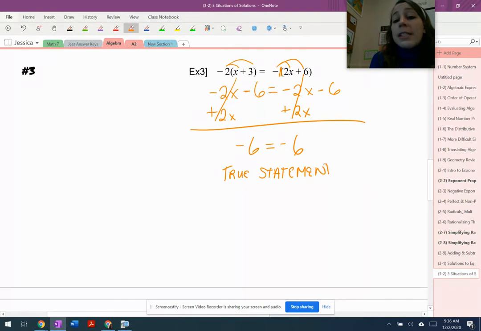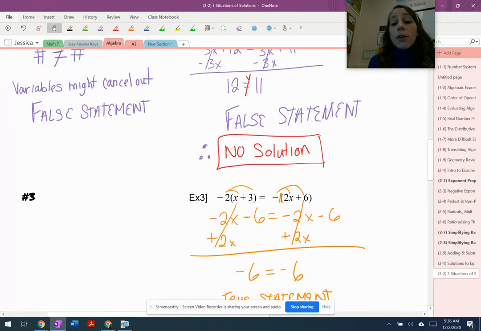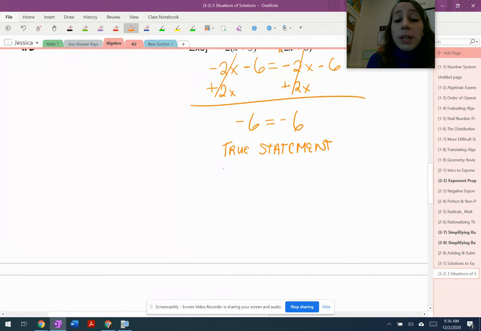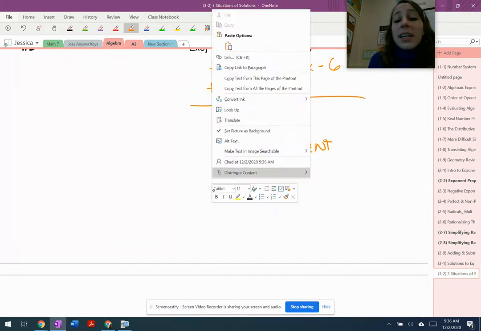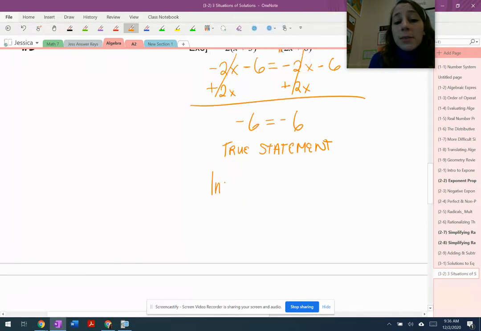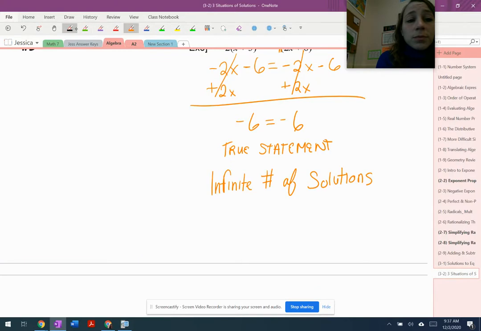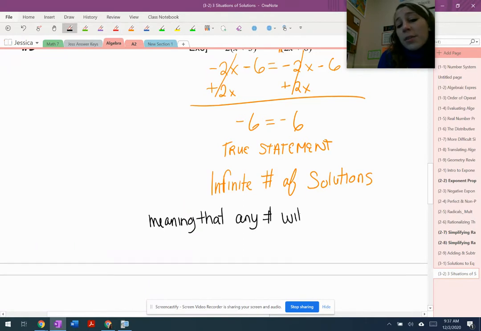which is different from no solutions. A false statement is no solution, but a true statement means that there is an infinite number of solutions. Meaning that any number will work in this equation.